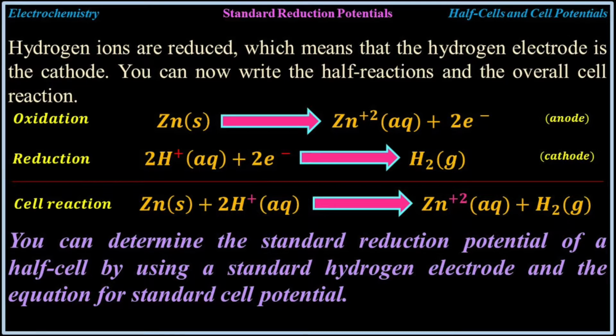The oxidation at the anode is 1 mole of zinc yields zinc 2 plus, aqueous, plus 2 electrons, and 2 moles of H plus ions, aqueous, plus 2 moles of electrons yields 1 mole of hydrogen gas. So the overall reaction is zinc plus 2 moles of hydrogen ions yields zinc 2 plus plus 1 mole of hydrogen gas. You can determine the standard reduction potential of a half cell by using a standard hydrogen electrode and the equation for standard cell potential.